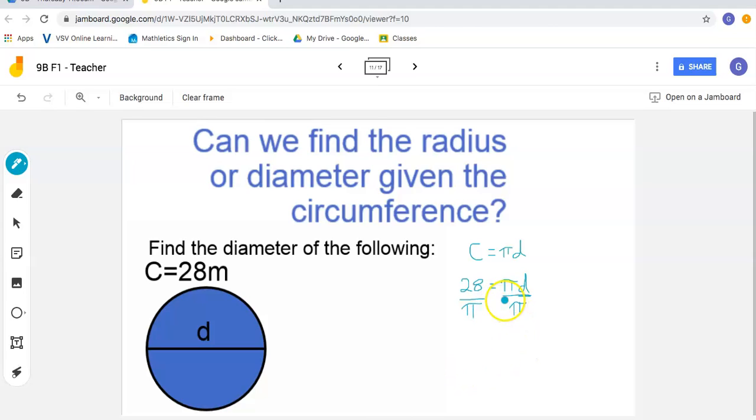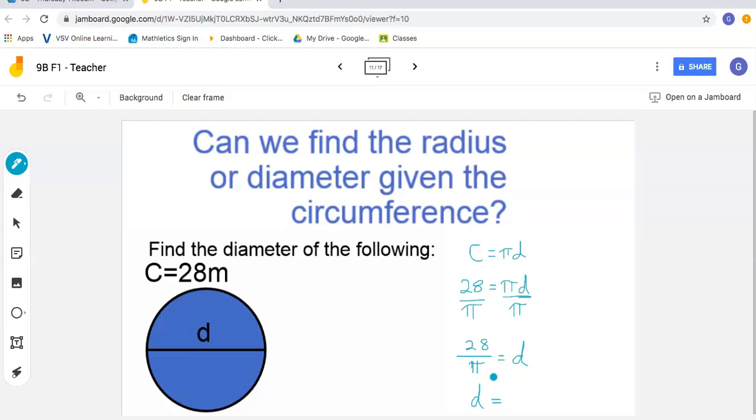So we're now left with 28 divided by pi equals d. Or you can write it the other way, where d equals 28 divided by pi, whichever one you like. I wish I wrote it the other way, but I'm going to just convert it. It's going to be d equals, and you simply put in the calculator 28 divided by pi, which I'm going to quickly do on my phone.